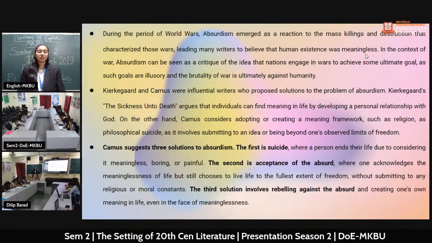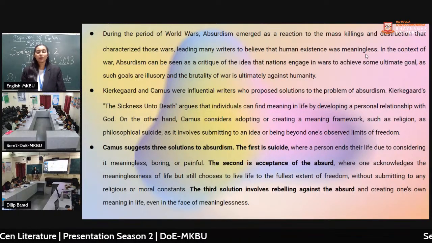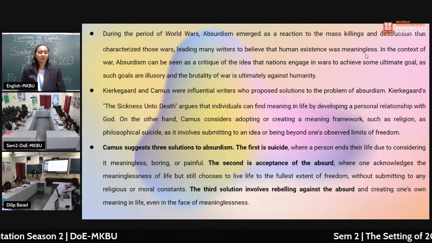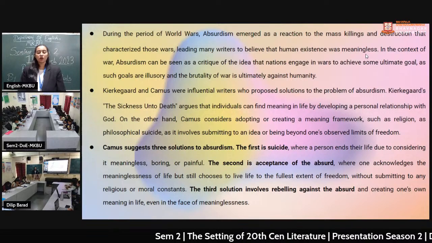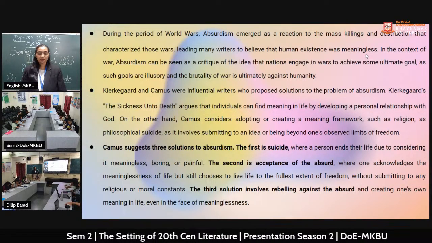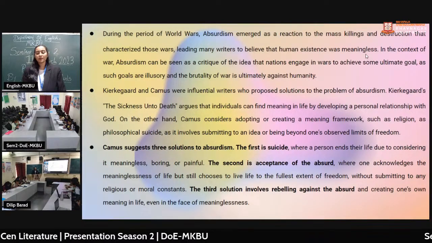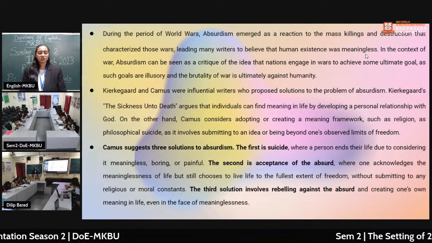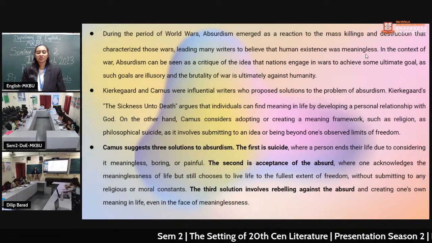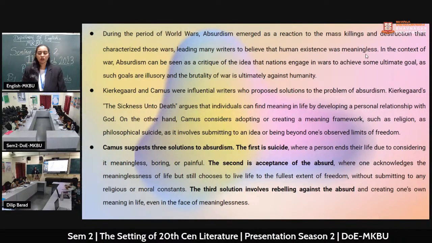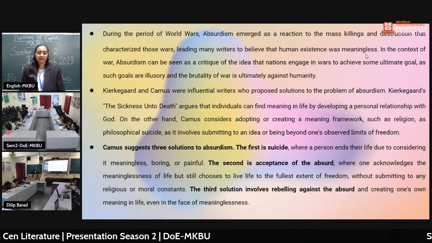Camus suggests three solutions to absurdism. The first is suicide, where a person ends their life due to considering it meaningless, boring, or painful. The second is the acceptance of the absurd, where one acknowledges the meaninglessness of life but still chooses to live life to the fullest extent of freedom without submitting to any religious or moral consent. The third solution involves rebelling against the absurd and creating one's own meaning in life, even in the face of meaninglessness.